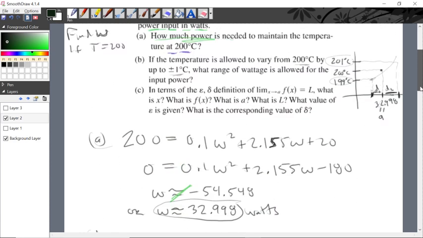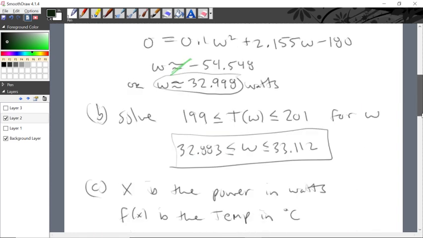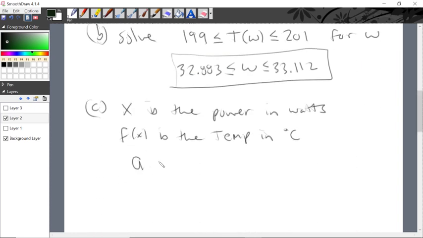What is A? A is the value that we're trying to get the input x to get to. We would like to let the input equal A if we could, if we had continuity. And the value of A right here is this quantity, 32.998. We can call that the target power in watts. And that value we found to 3 decimal places, 32.998 watts.